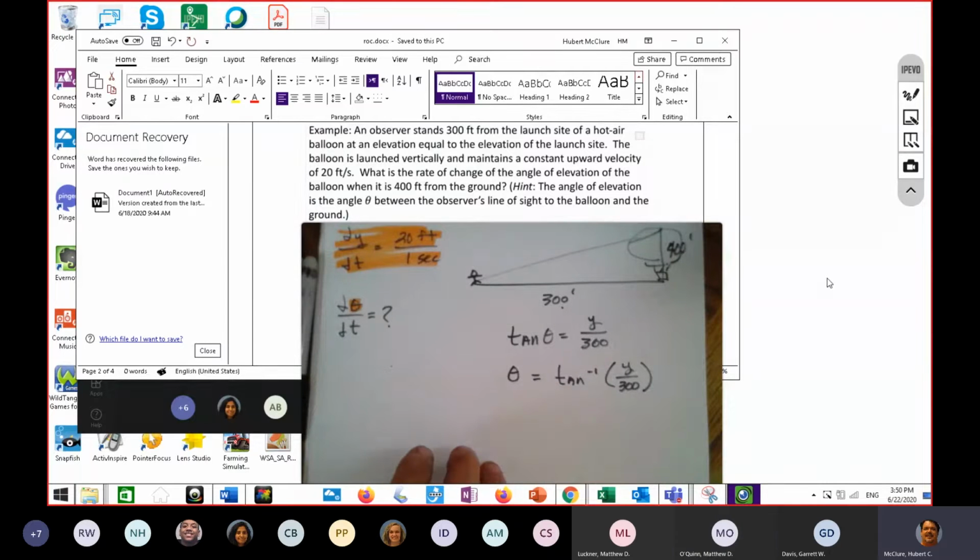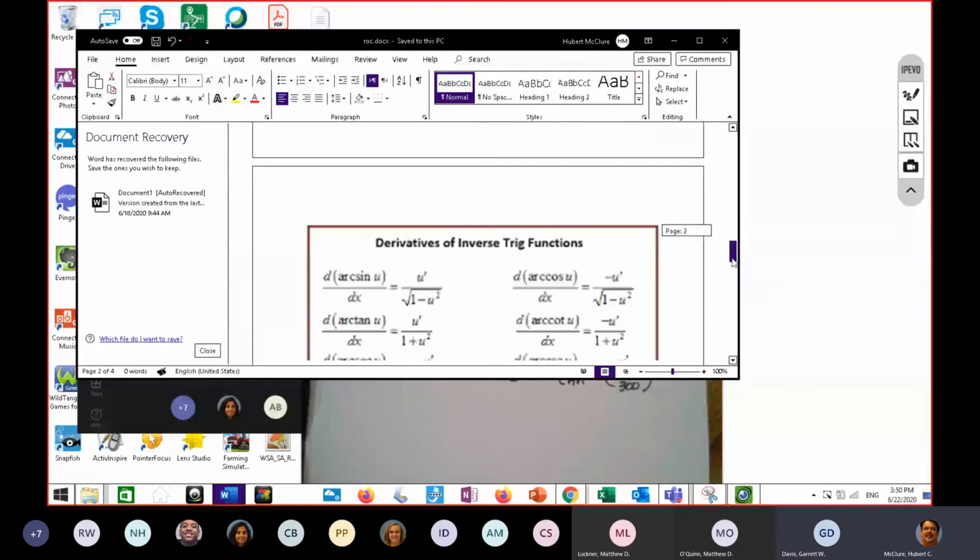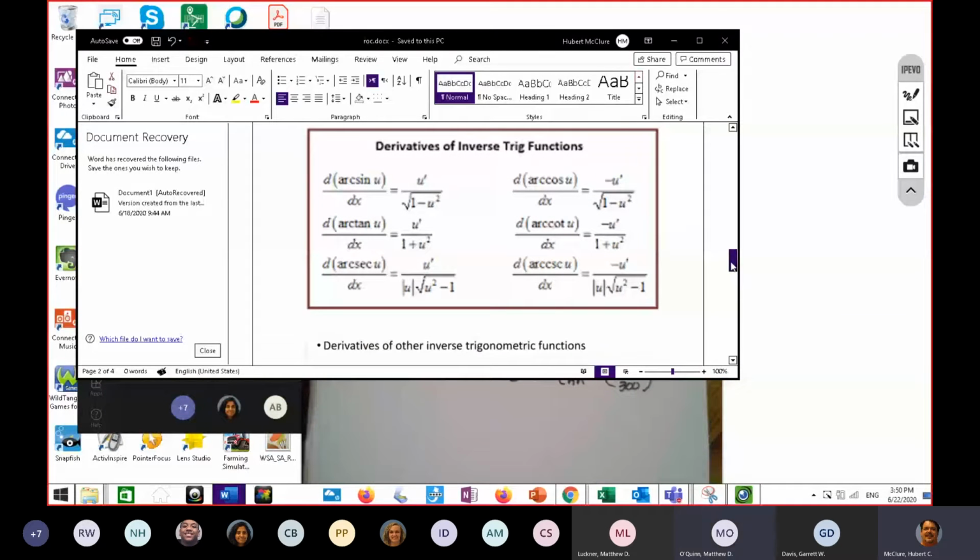Okay, I'm sorry. All right, so anyway, this is your formula. I want you to go through and take the derivative. Before you do that, let's look at the derivative of the inverse tan, arctan. There it is. I want you to write that down: u prime over 1 plus u squared, where u is what's in the middle. In our case, u is equal to y over 300.